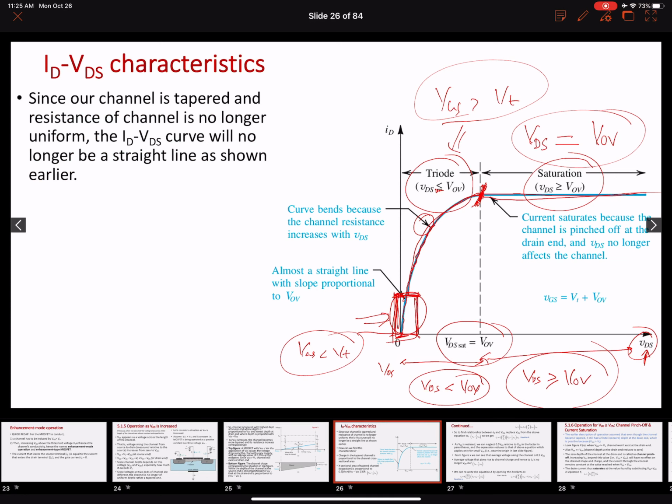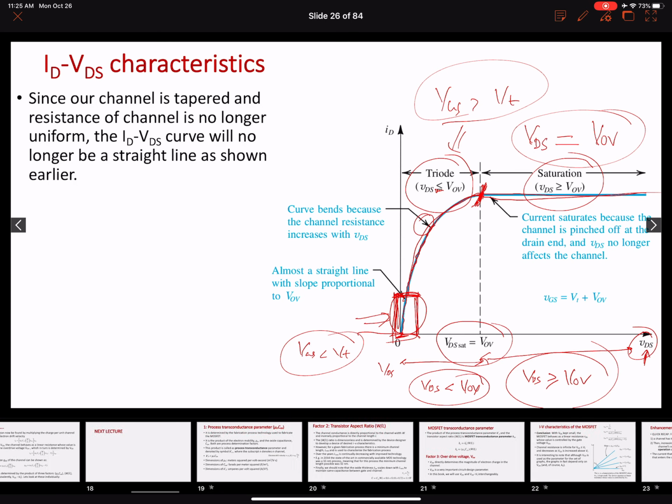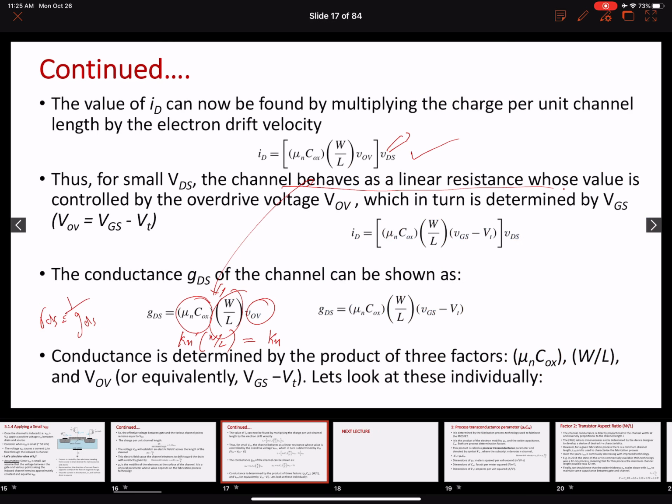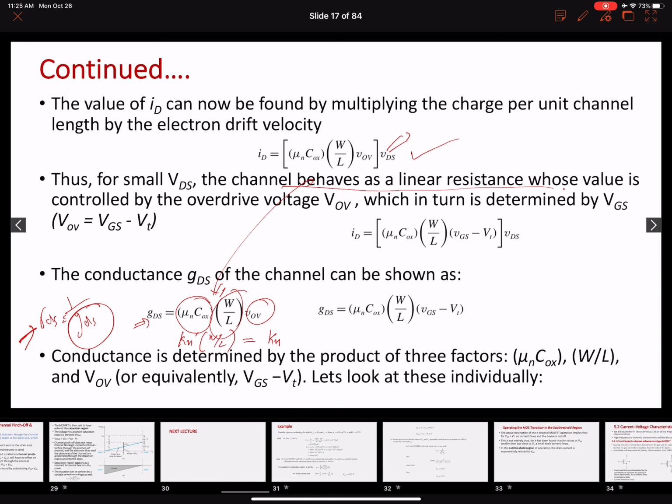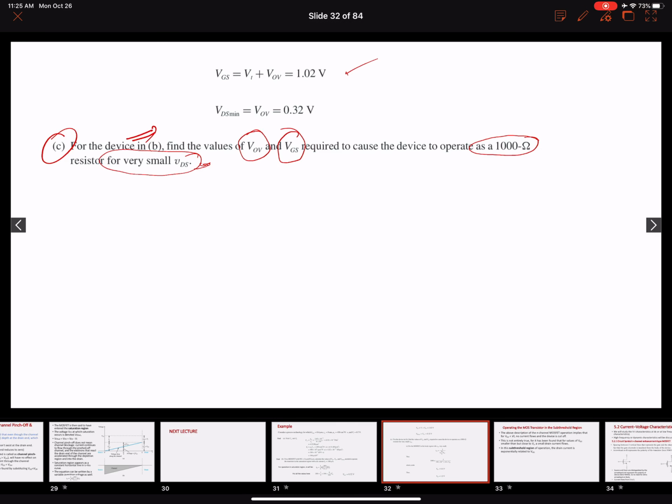Okay, and we also calculated the value of the resistance over here. We found the value of this resistance. This is the conductance of the channel, and resistance is the opposite of this, right? So the resistance will be the inverse of the conductance, 1 over mu n C ox W over L, and the overdrive voltage. Okay, so let's go back to the slides here, right? So we know that RDS equals 1 over mu n C ox W over L VOV.